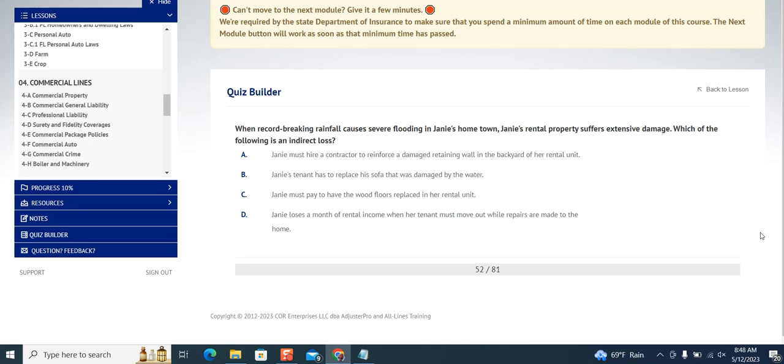When record-breaking rainfall causes severe flooding in Janie's hometown, Janie's rental property suffers expensive damage. Which of the following is an indirect loss? What the hell is an indirect loss? What do they mean? Like another example of the same thing? Let me see what they're talking about. Janie must hire a contractor to reinforce a damaged retaining wall in the backyard. Janie loses a month of rental income when her tenant moves out while repairs are made to the home. An indirect loss.